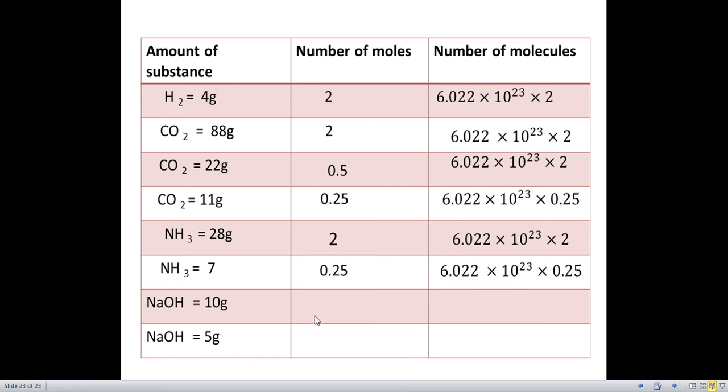Sodium hydroxide 10 grams. Can you guess the answer here? 0.25, and here you have to multiply the Avogadro number by 0.25. If you take sodium hydroxide 5 grams, the answer is 0.125. Here the answer is 6.022 × 10^23 times 0.125.